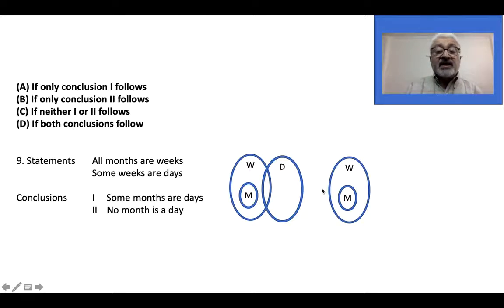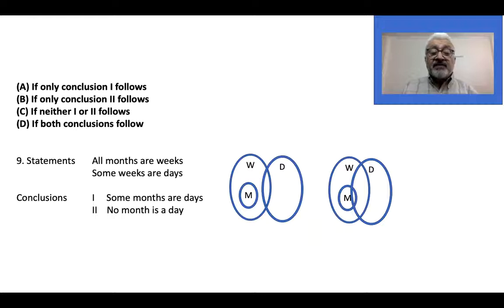This one is taking care of our first statement, all months are weeks. And now we also have days. What is days doing now? Days is overlapping with months also. Some weeks are days. So here we are trying to show some weeks are days, but while doing so, I am also showing an overlap between months and days. This is also a possibility where there is no overlap between months and days. This is also a possibility where there is an overlap between months and days. So both the possibilities are there. Therefore, can I confirm the first one? Some months are days? No.